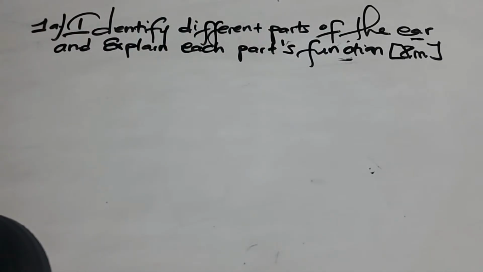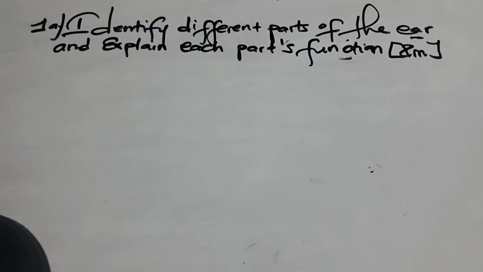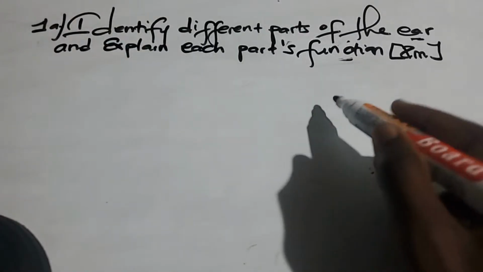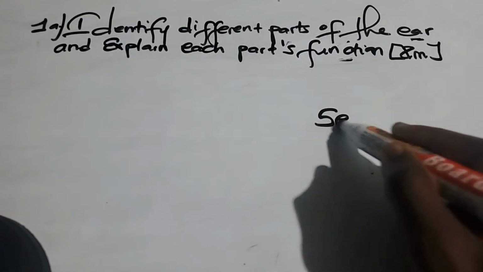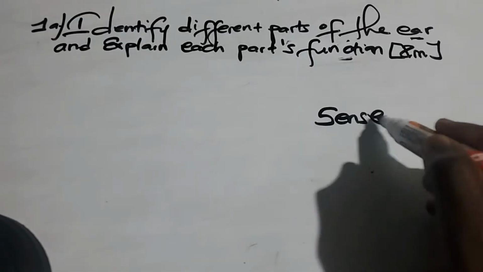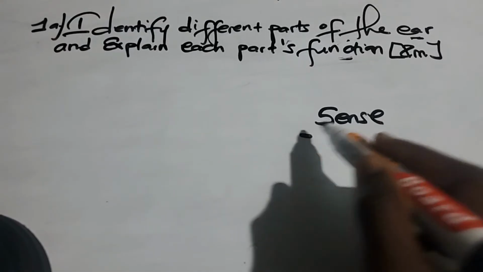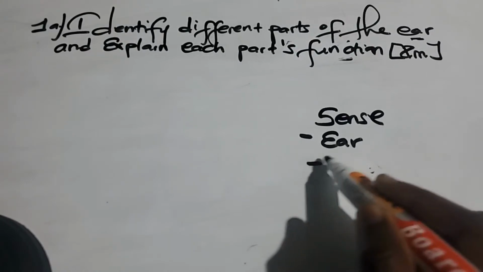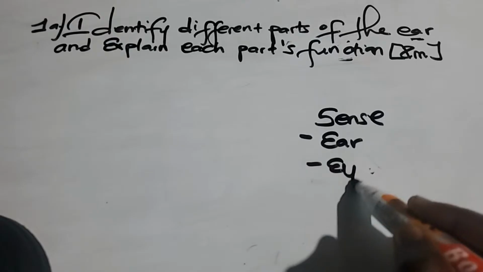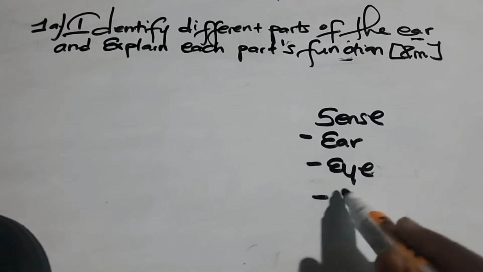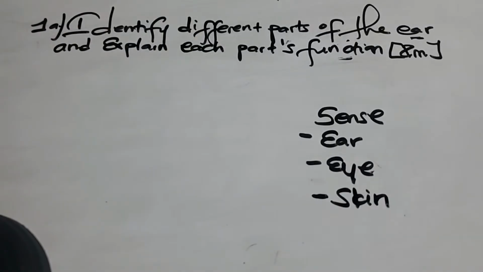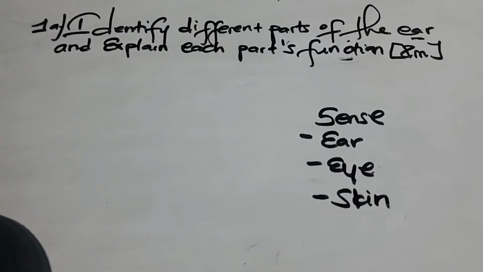It is very much essential that you understand what sense organs are. Like what we discussed earlier, when you talk about the sense organs, according to the syllabus, we do have the following parts you have to know. So we have the ear, we have the eye, and we have the skin. It is very important for you to know each and every part.